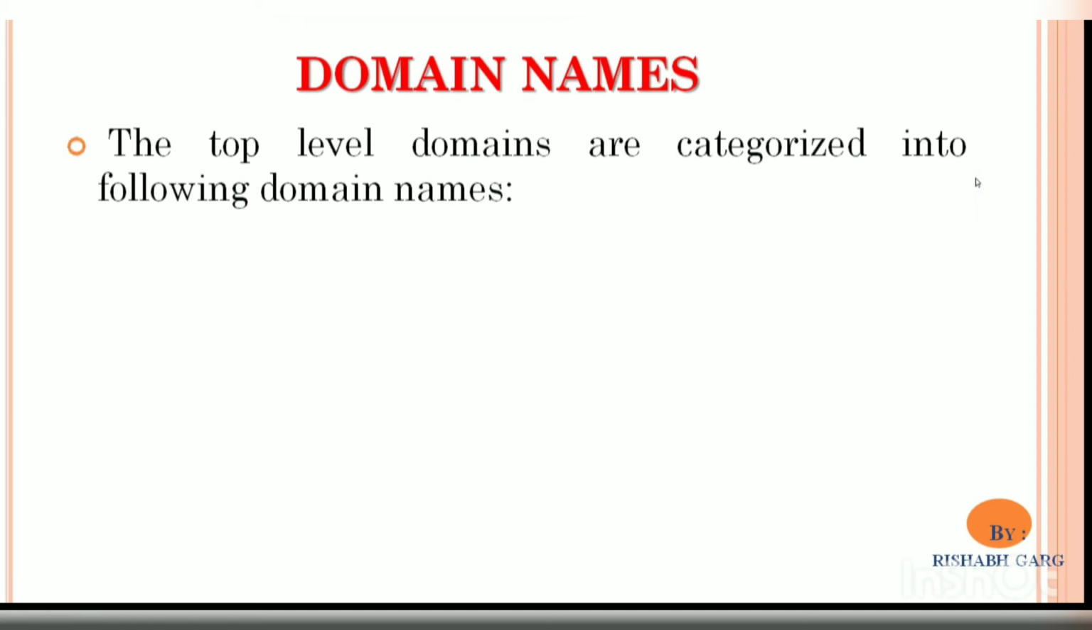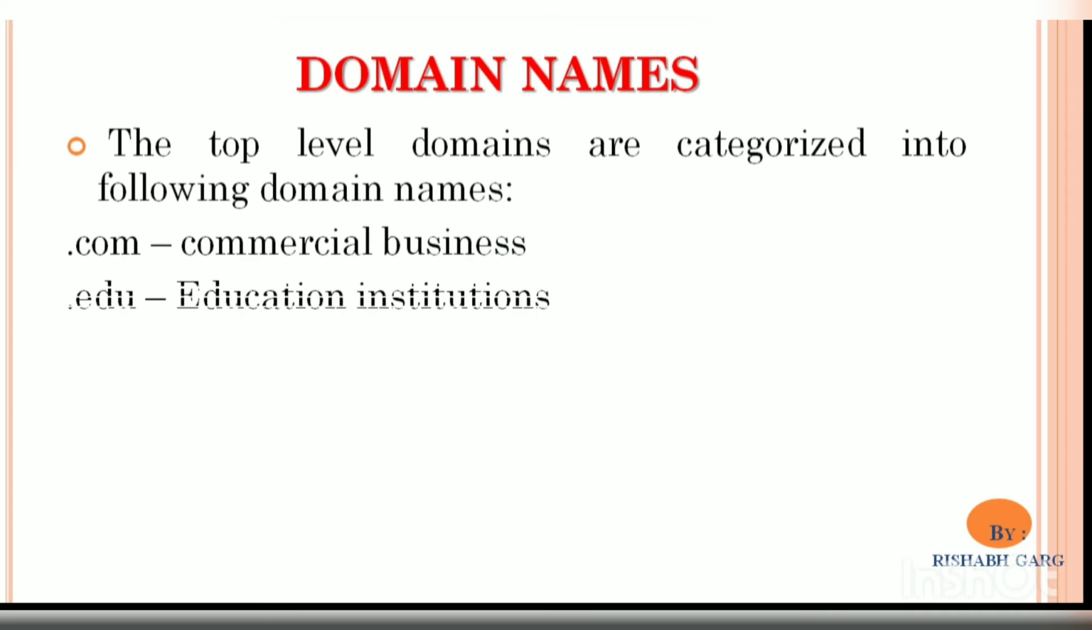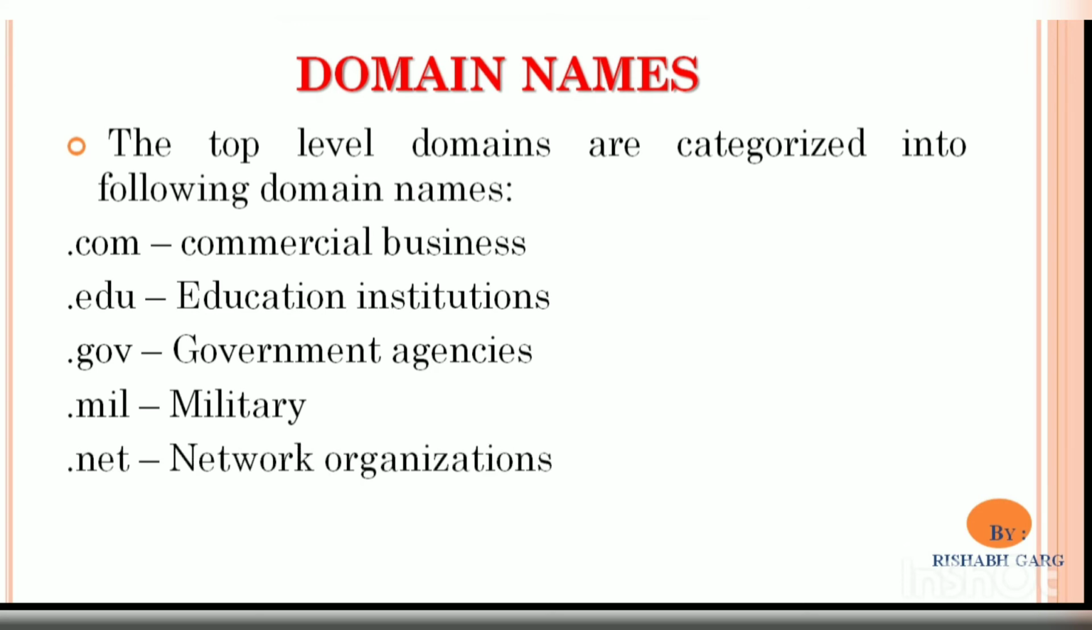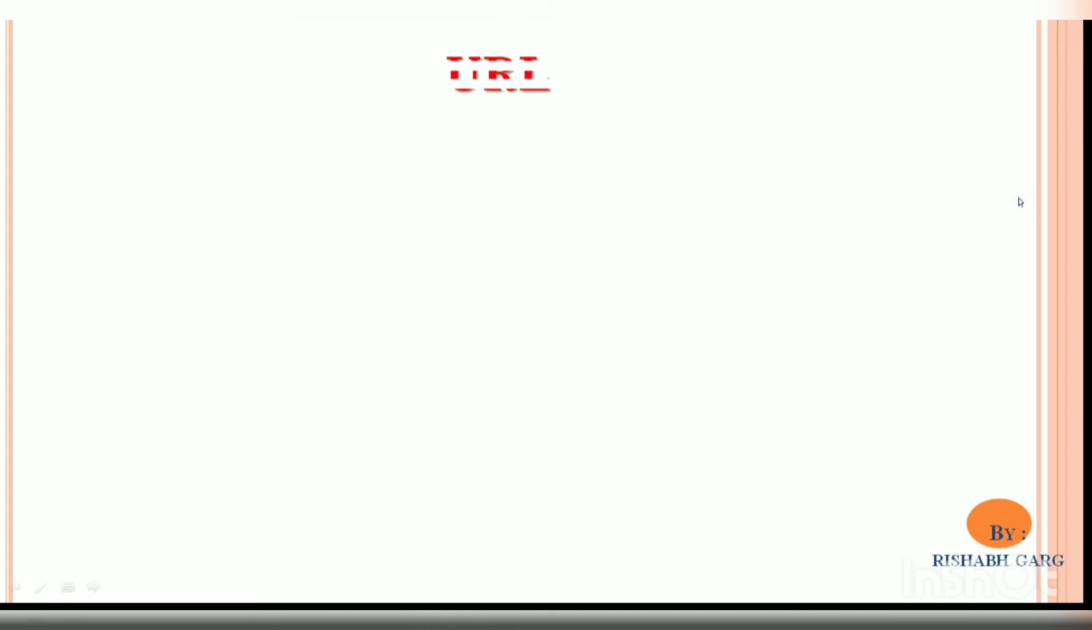The top level domains are categorized into following domain names: .com for commercial business, .edu for education institutions, .gov for government agencies, .mil for military, .net for network organizations, .org for organization.